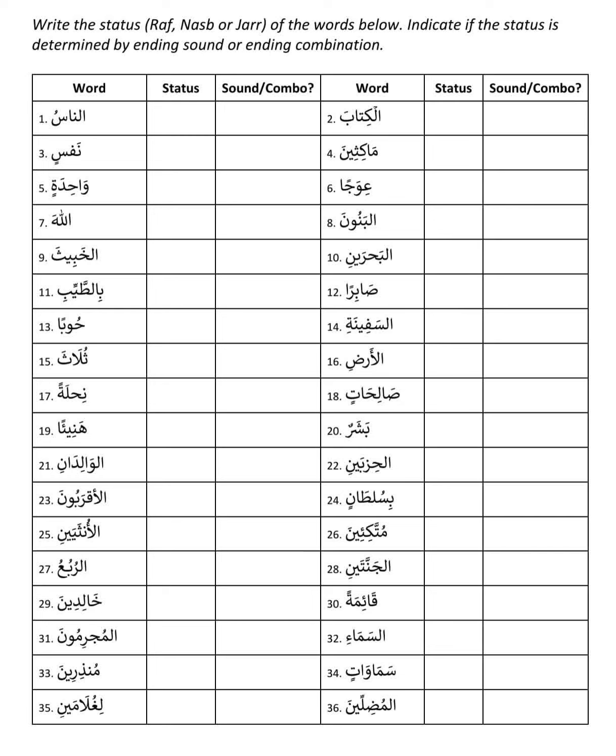Number 11, bit Tayyibi. Tayyibi is ending in the i sound. It's like Muslimi, so it is a jar and it's a sound. It's not a combo. Sabiran is a sound ending, not a combo, and it's a nasib like Musliman. Next one, 13, is Huban, like Musliman. It's nasib, it's a sound.